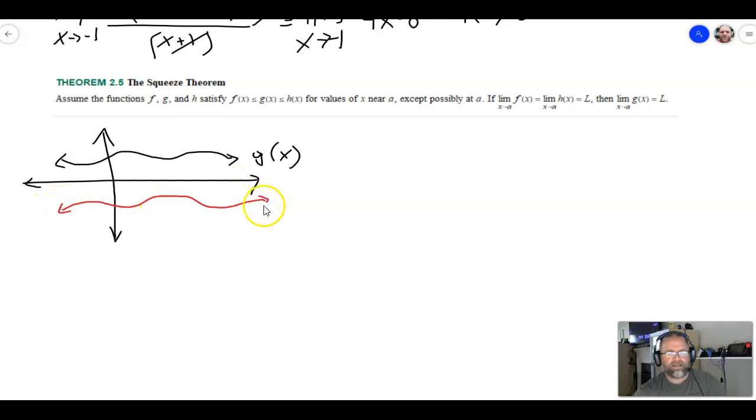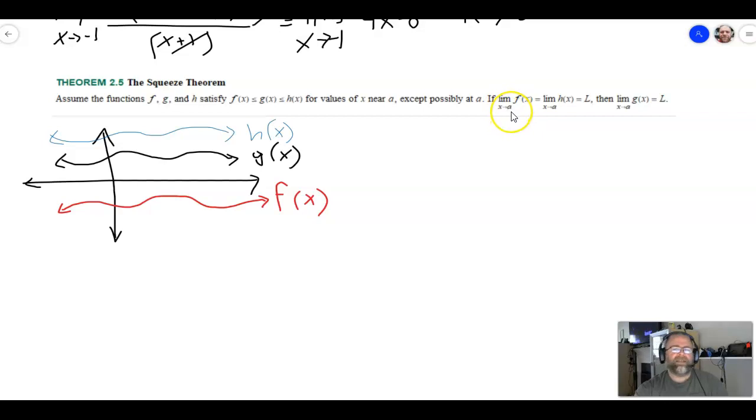So here is my f of x. Because remember, f of x is less than or equal to g of x for every value of x. And my h of x up here has to be greater than or equal to g of x for every value of x. So we have to be able to first show that g of x is between these two things for all values of x near a except possibly at a.